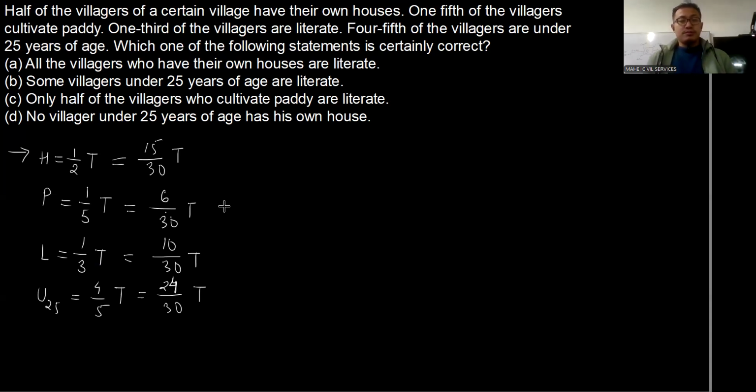Whether they overlap or not, we don't know, so whether they intersect is unclear. Some villagers under 25 years of age are literate.